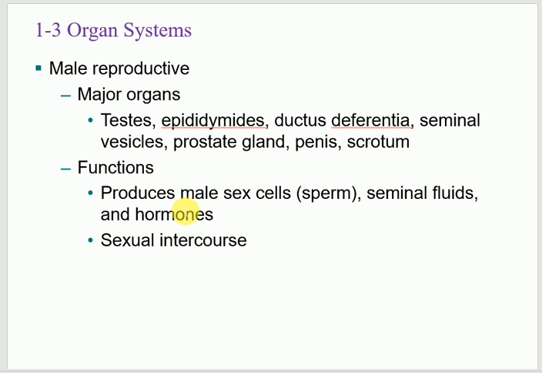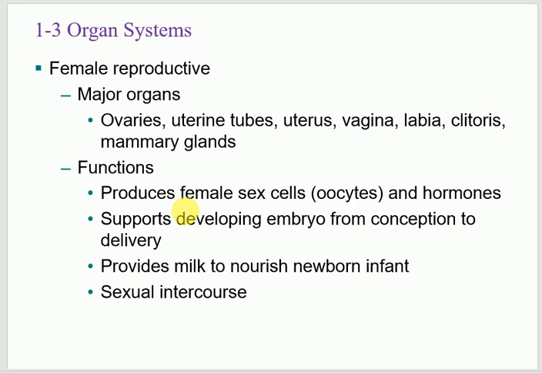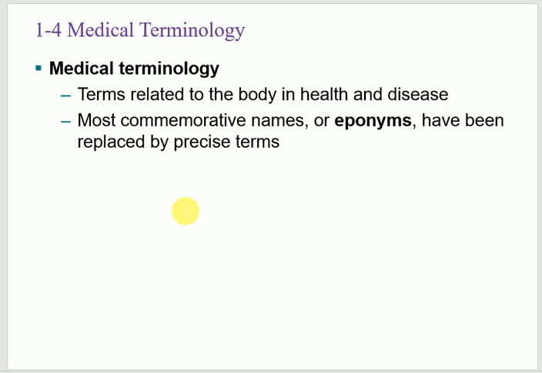Male reproductive, not only the male organs, it's also the hormones. Same thing for females, female organs, different organs. So you make the sex cells plus making hormones. But for females specifically, there is extra, which is the mammary gland for milk production, and sexual intercourse, of course, for both of them.